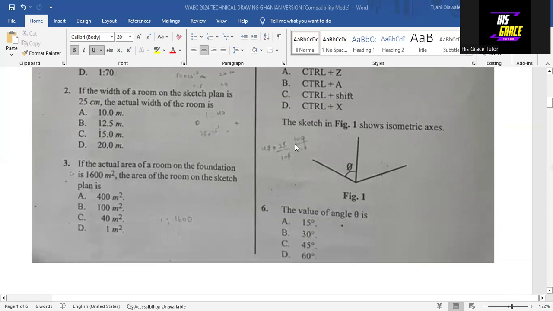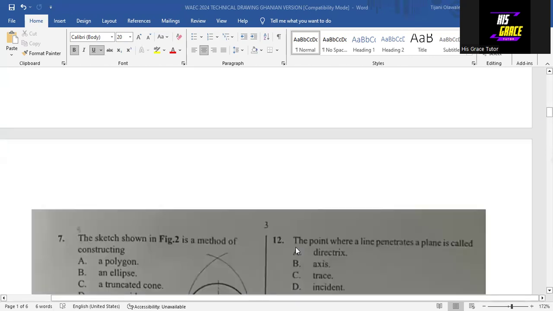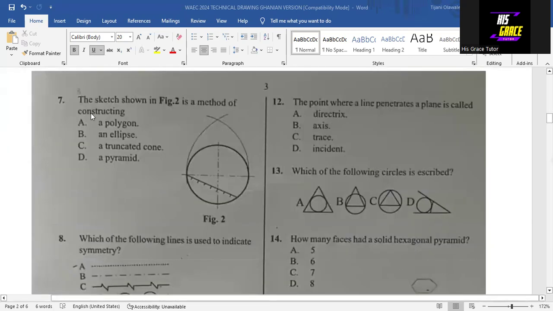Then question 6, we have to make use of this sketch to answer it. The sketch in figure 1 shows isometric axis, and we are asked the value of angle theta. The answer to this question is option D. So the value of angle theta is 60 degrees. Then we move to question 7, which says that the sketch shown in figure 2 is a method of constructing a polygon. That is option A. So we use this method to construct a polygon.